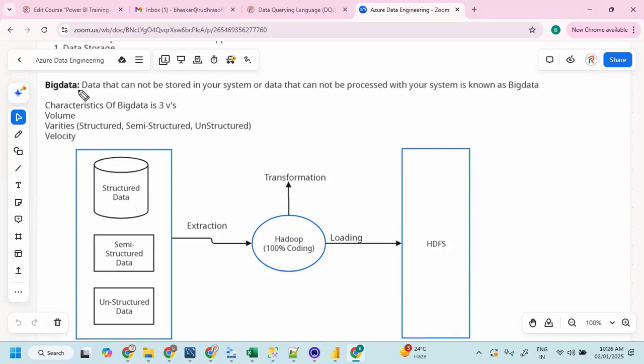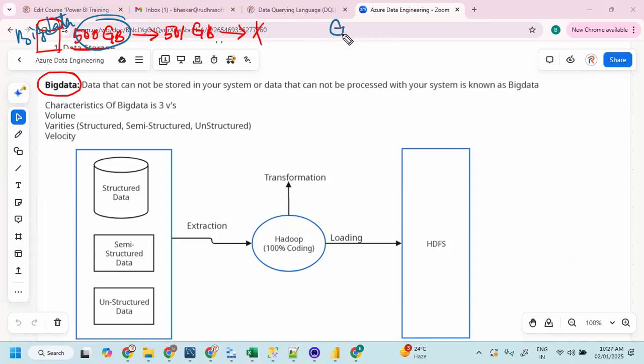Now, the question is, how can we provide a solution for your big data? Big data means the data that cannot be stored. Just imagine my laptop storage capacity is 500 GB. If I have more than 500 GB, say 501 GB, then my laptop is not capable enough to store the data. I can store only up to 500 GB. From my laptop's point of view, I can say this is big data.